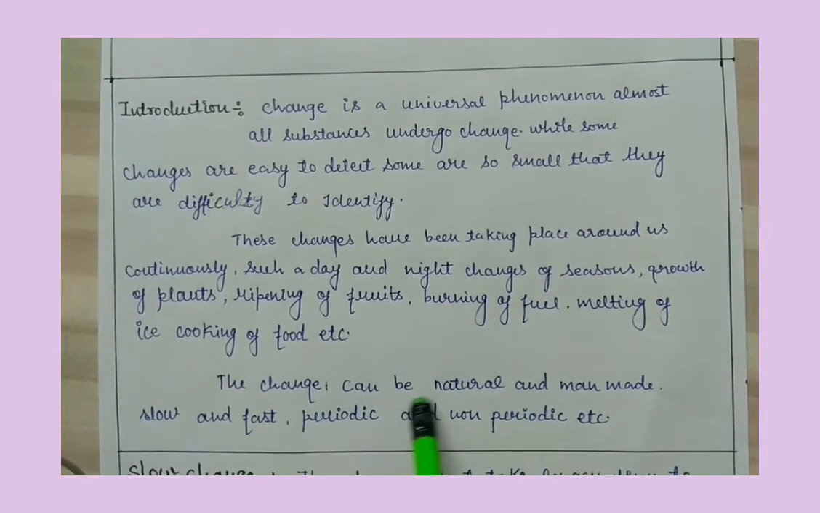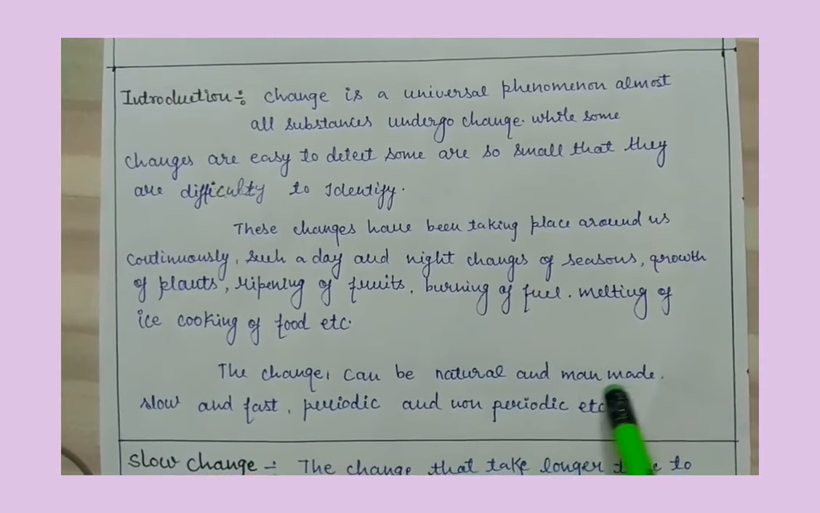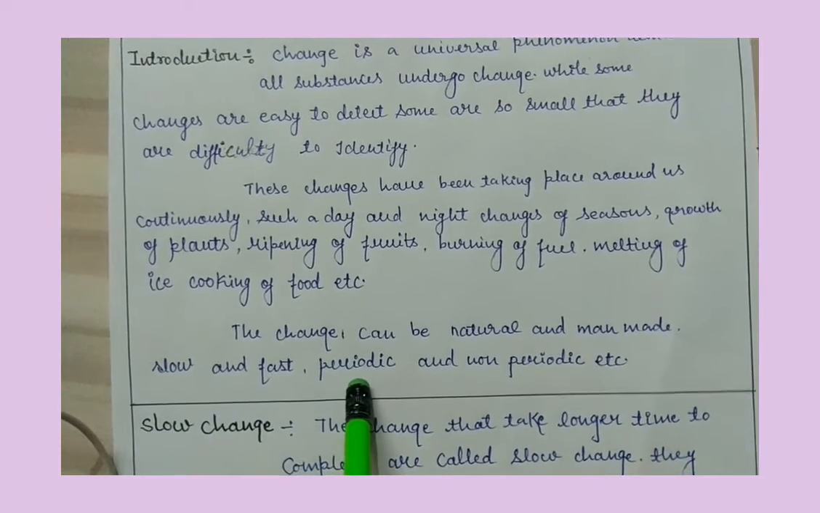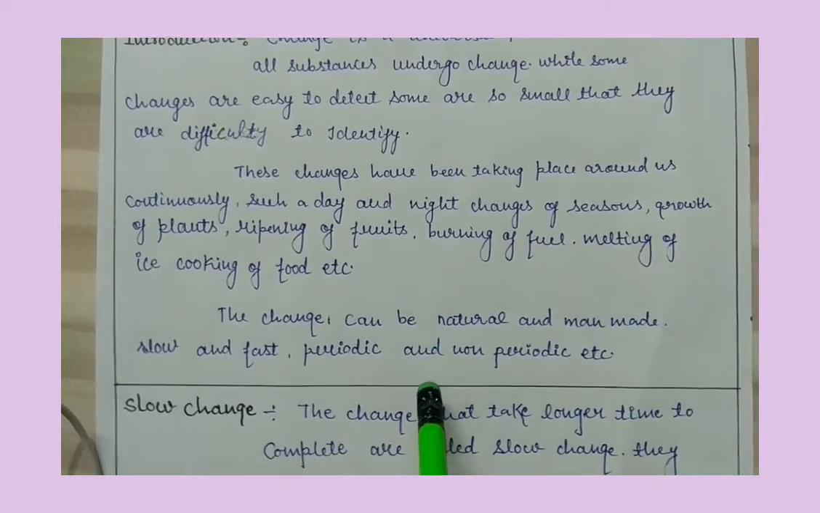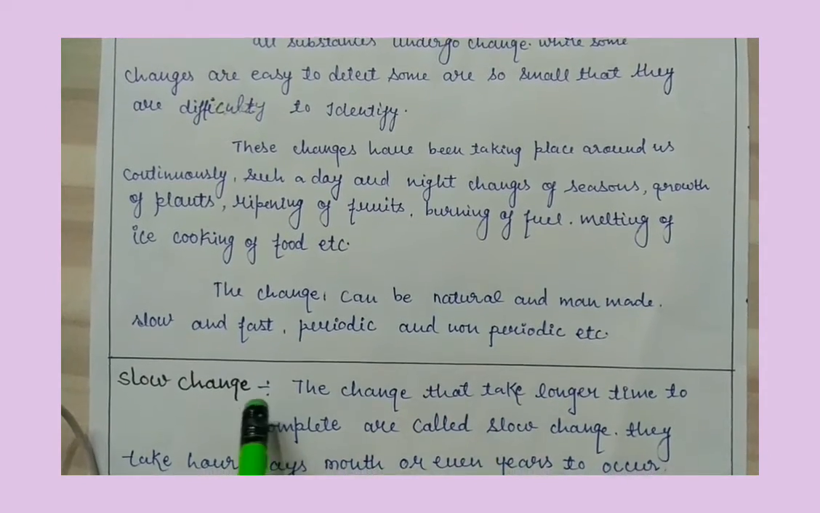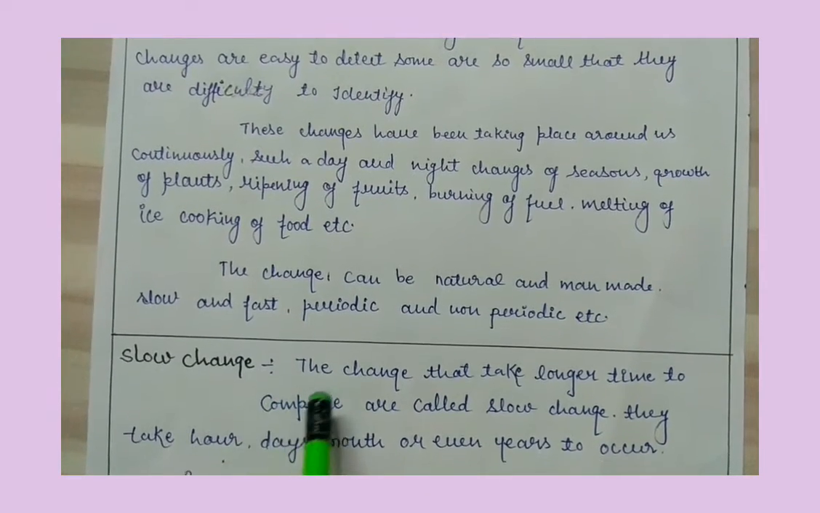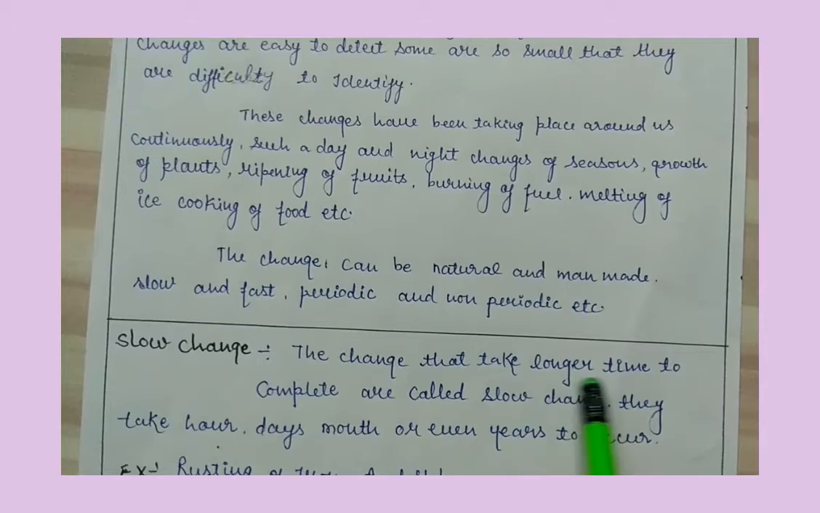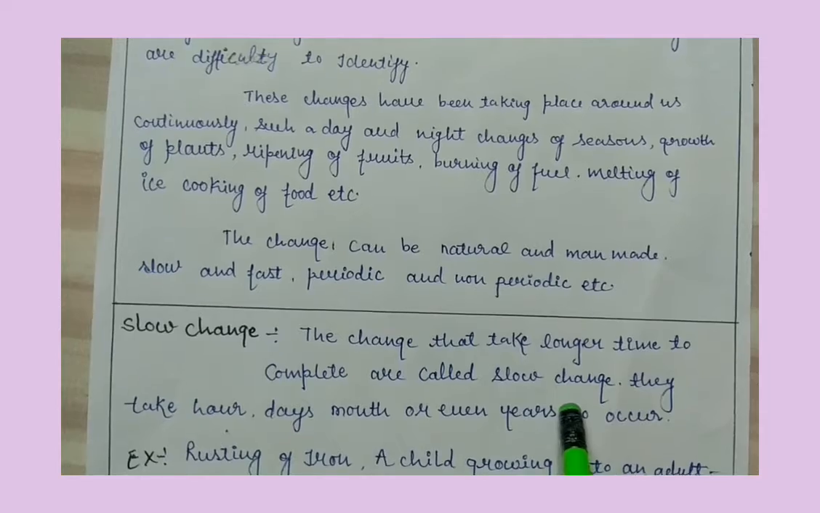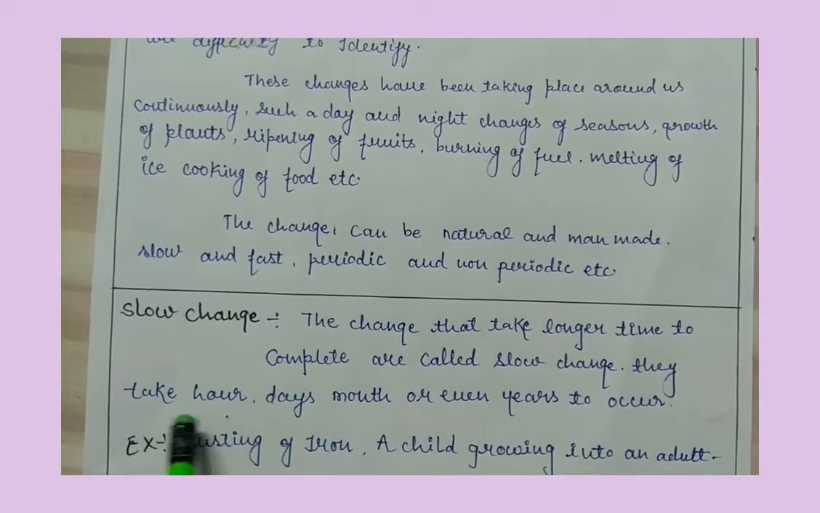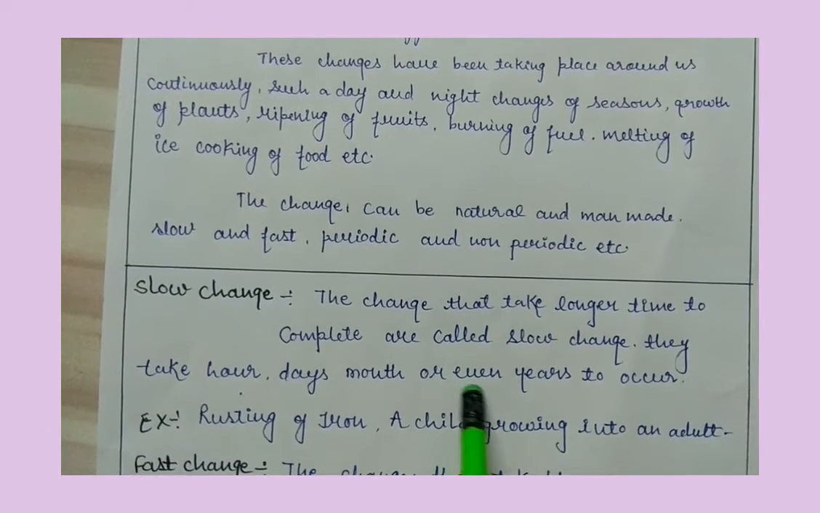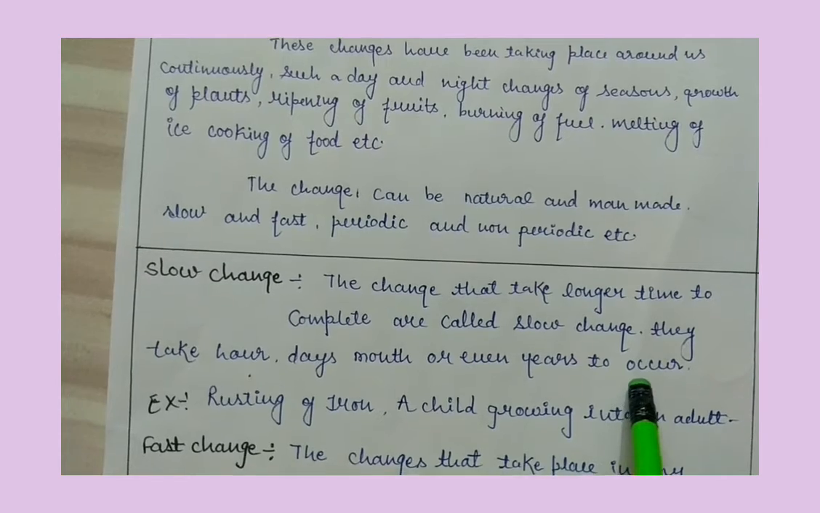The change can be natural and man-made, slow and fast, periodic and non-periodic. These are our examples of the change. Firstly, let us discuss the slow change. The changes that take a longer time to complete are slow changes. They take hours, days, months or even years to occur.